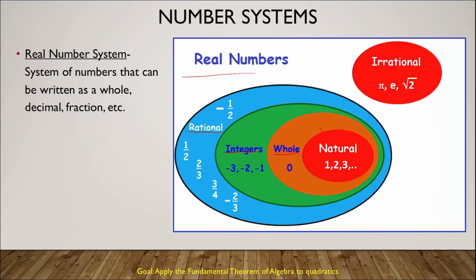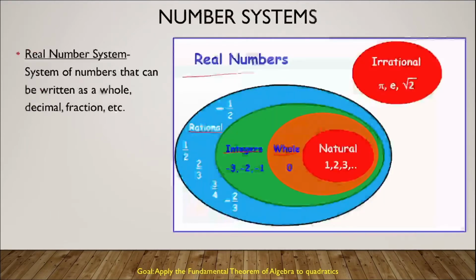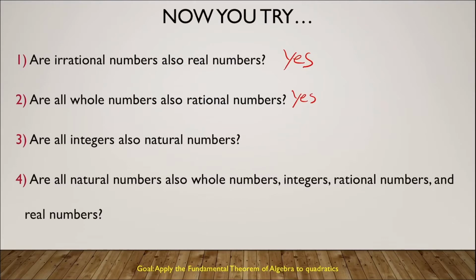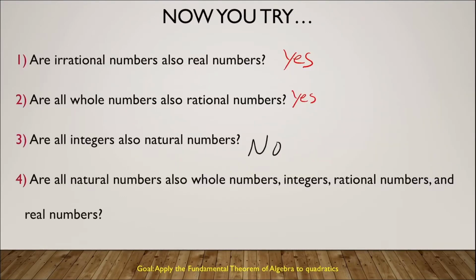Are all integers also natural numbers? Integers, it doesn't go this way. So we would say that is definitely no. Are all natural numbers also whole numbers, integers, rational numbers, and real numbers? Natural numbers, yes, so they're everything. They're the smallest little doll inside that Russian doll kit.